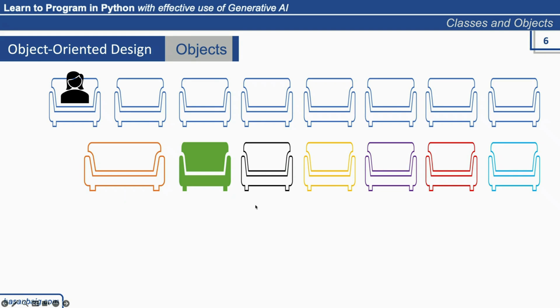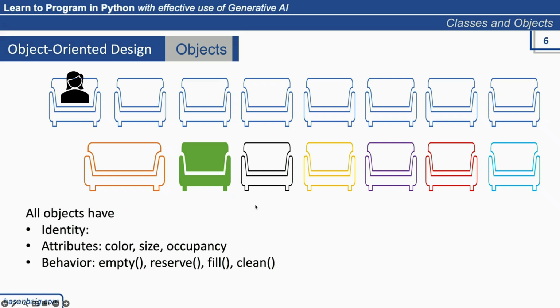So whenever we talk about an object in programming, we talk about three distinct things: its identity, its attributes, which could be color, size, occupancy, and its behavior. What does it do? What operations can we perform on the object? For example, in the case of the chair, I can find out whether it is empty, reserved, filled, or clean, or I may want to clean the object. So I can run certain operations on it.